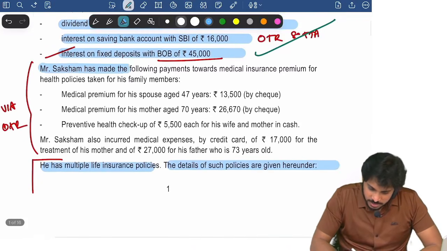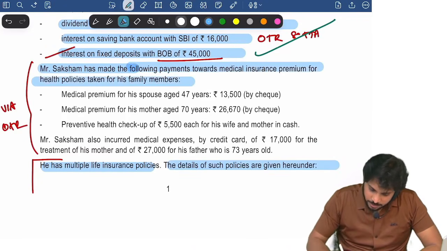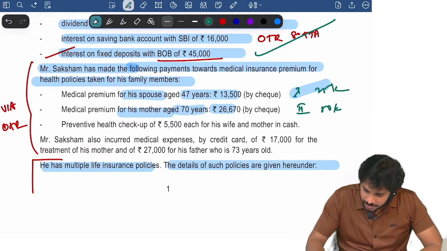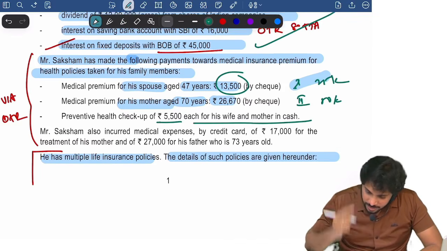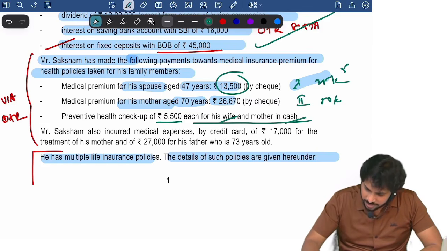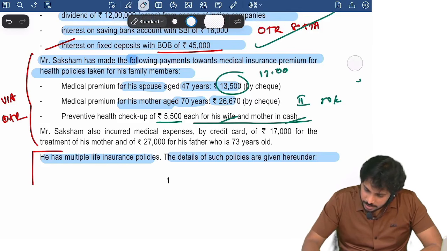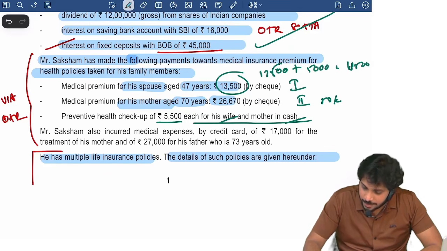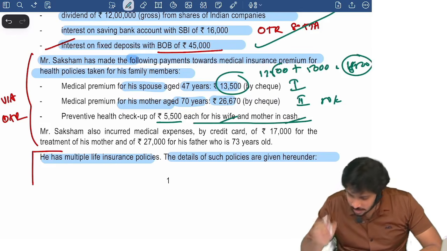Now look at Mr. Saksha made the following payments toward medical insurance, health policy for him and his family members. Spouse 13,500 eligible. Remember, category 2 has a 50k limit, category 1 has a 25k limit. Preventive health checkup 5,500 for each of them. Category 1 already has space for wife and mother, so for wife I will claim 5,000. So 13,500 plus 5,000 preventive health checkup maximum. So I can claim 18,500 under category 1.